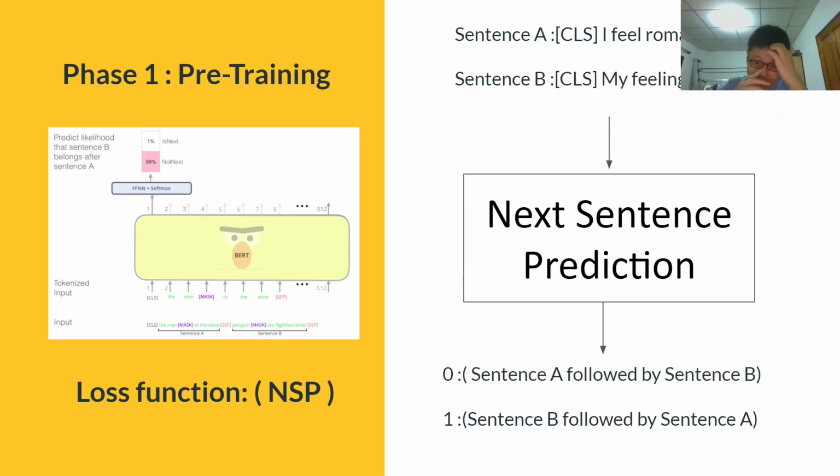In my opinion, if I were the model, I would think my feeling should come before I feel romance too, because that makes more sense. If the model predicts like me, then it will return 1. However, if it does not predict like me, then it will return 0, which is wrong. So it will get a loss function and have to update the input embedding.